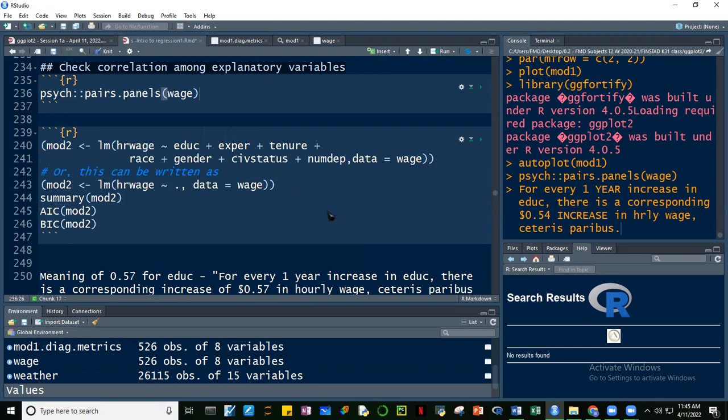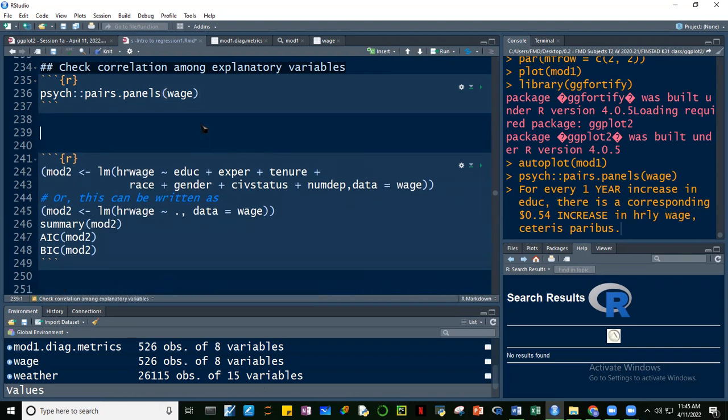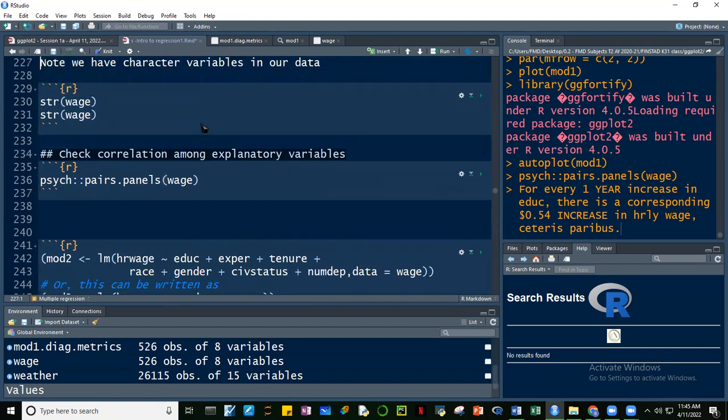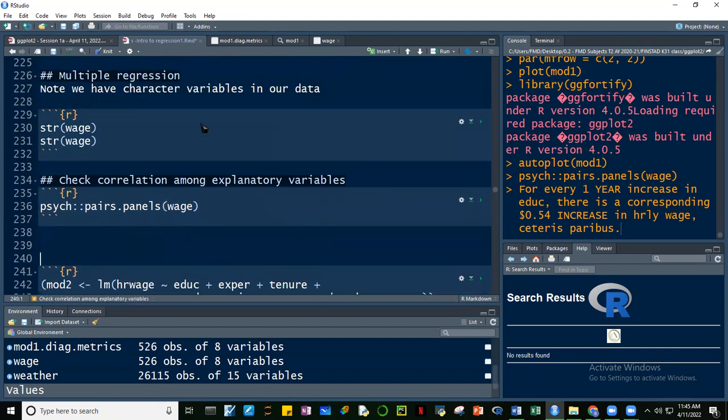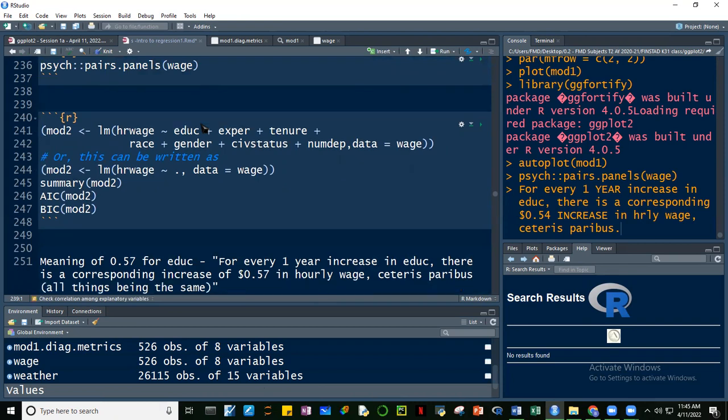Okay, all right. So now, I think we stopped here last time. So now guys, we begin with another model. Yung unang model natin, simple linear regression yun eh. So this time, we're going to do multiple regression. All right, so we're creating an object called mod2. Ano yung mod2 guys? We're going to regress si hourly wage on all the variables. Si education, si experience, si tenure, si race, si gender, si civil status, si number of dependents.